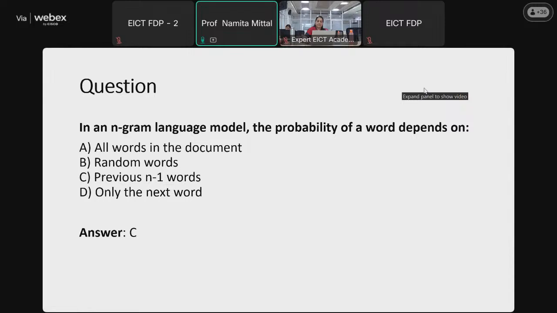So I'm taking these questions as preparation for your quiz. Many of the questions will be similar. Not the same, but similar.